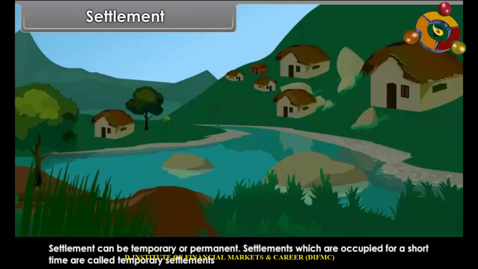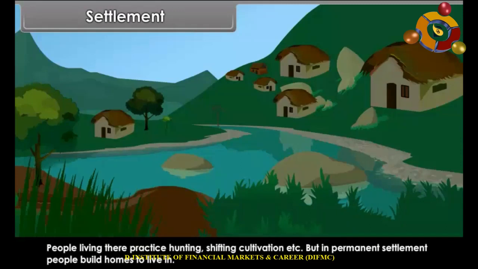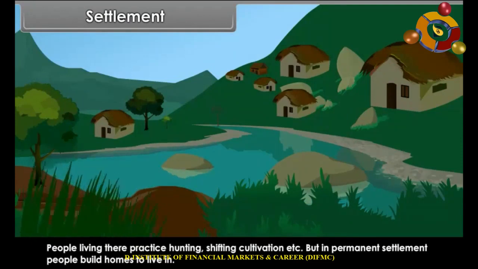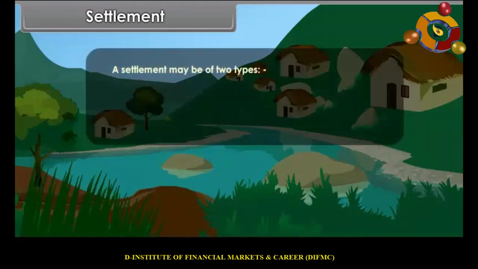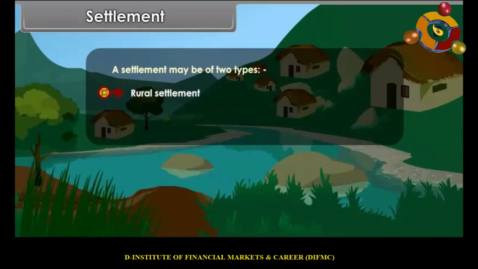Settlements which are occupied for a short time are called temporary settlements. People living there practice hunting, shifting cultivation, etc. But in permanent settlement, people build homes to live in. Rural settlement, urban settlement.